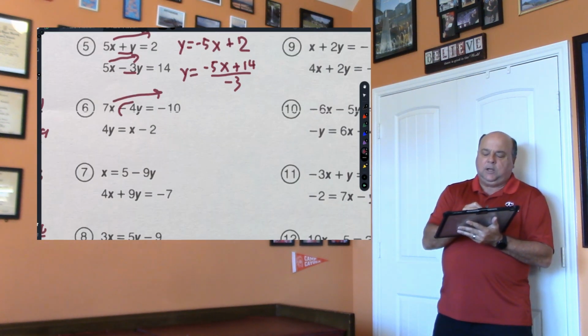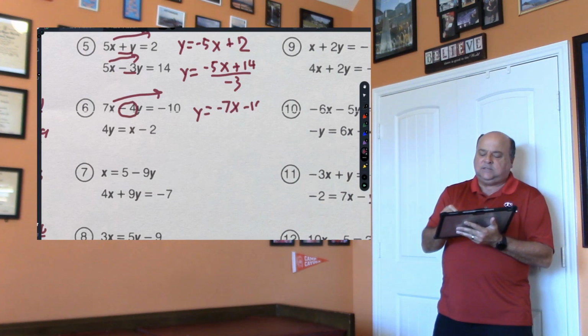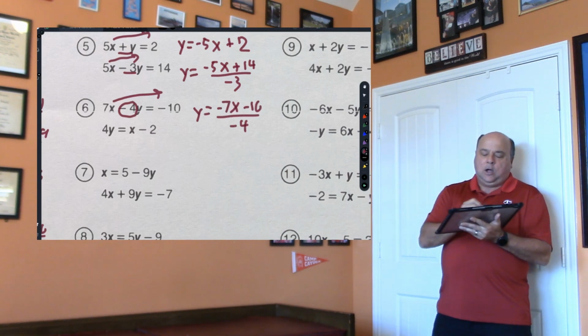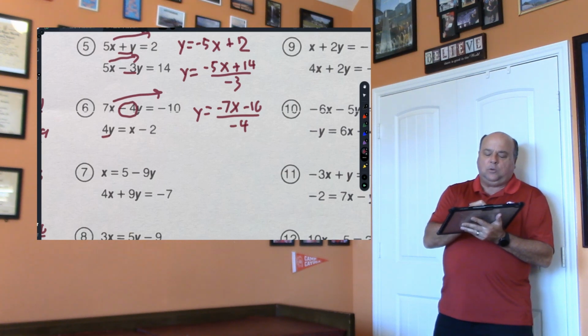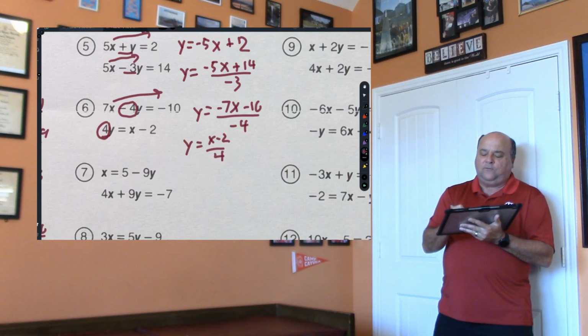Continuing on, the x flips, the y goes on the bottom. Y equals negative 7x minus 10 over negative 4. On this one right here, all we got to do is put the y on the bottom. So y equals x minus 2 all over 4.